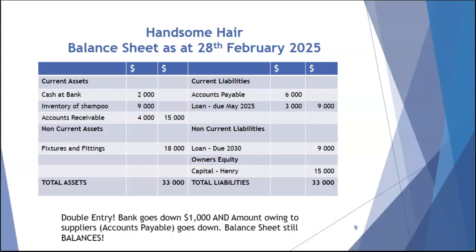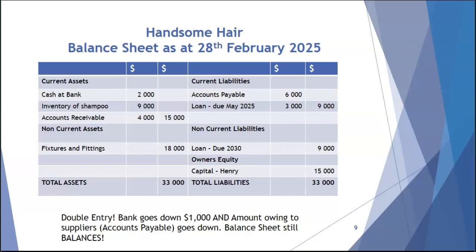And here's the solution. It's a double entry. By paying $1,000 off, the bank goes down because you would have paid the $1,000 out of your bank account, and the amount owing to your suppliers, accounts payable, also goes down. So the result here is that the cash at bank has gone down to $2,000.